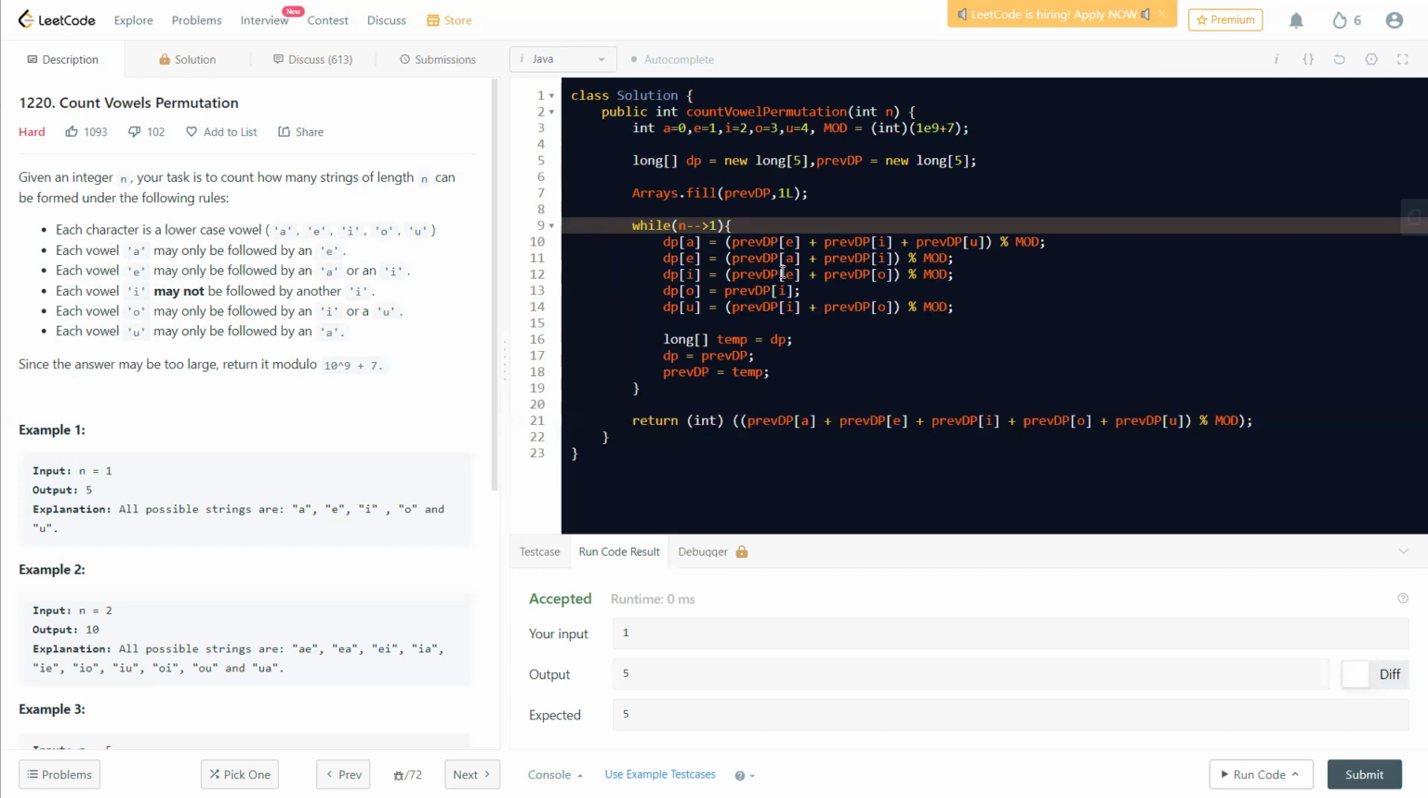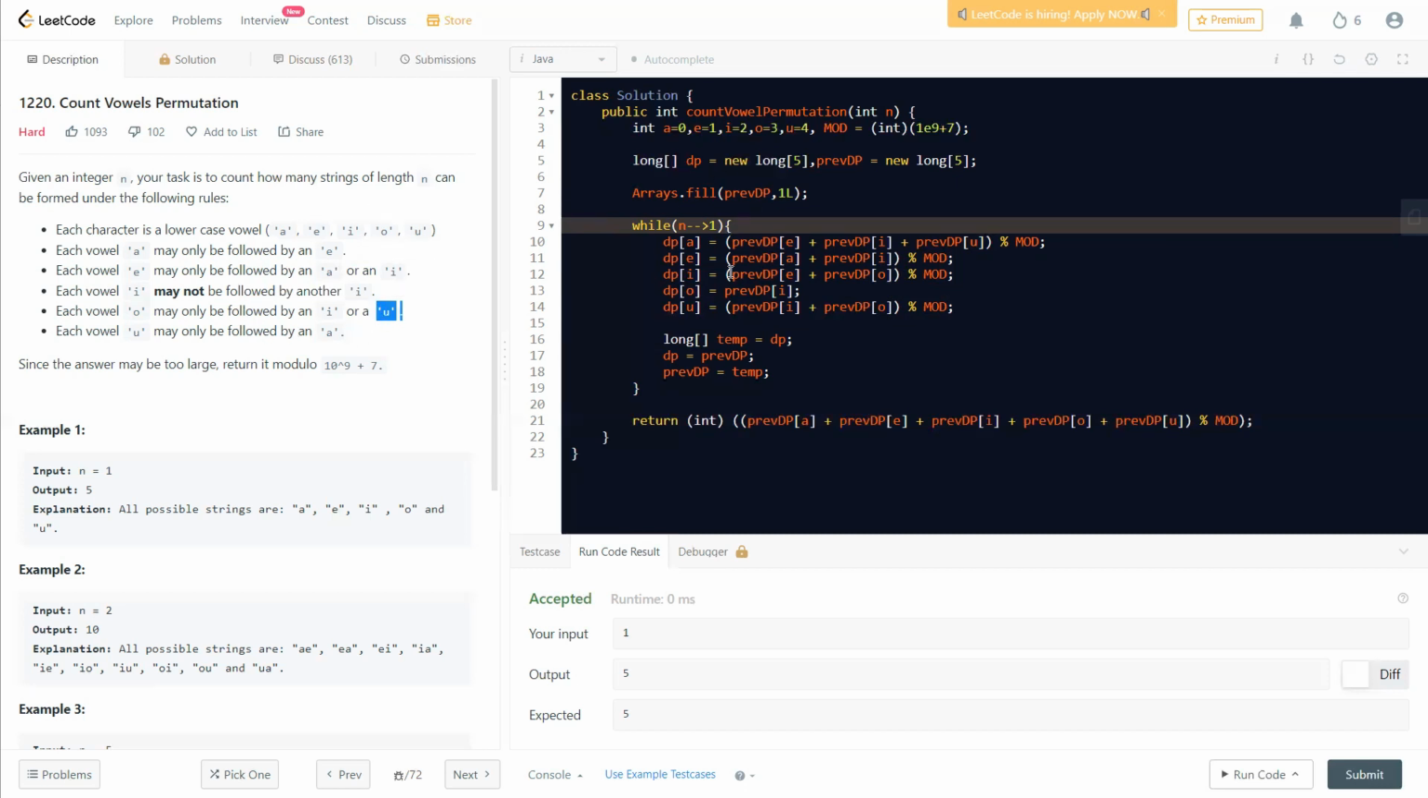Similarly, i is possible after e and o. That is, after e, i is a possible value, and after o, i is a possible value. And o is possible only after i. o cannot come after any other value. Similarly, u is possible after i and o. u is possible at this position or this position. There you can see u is possible.